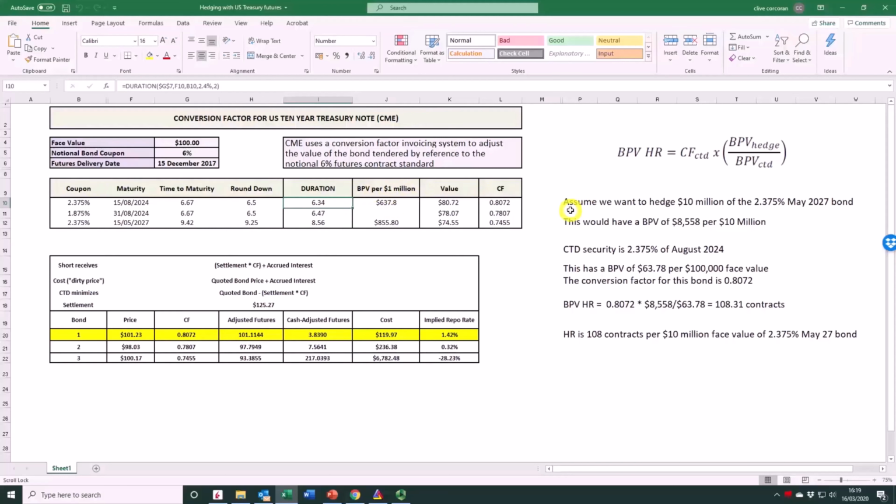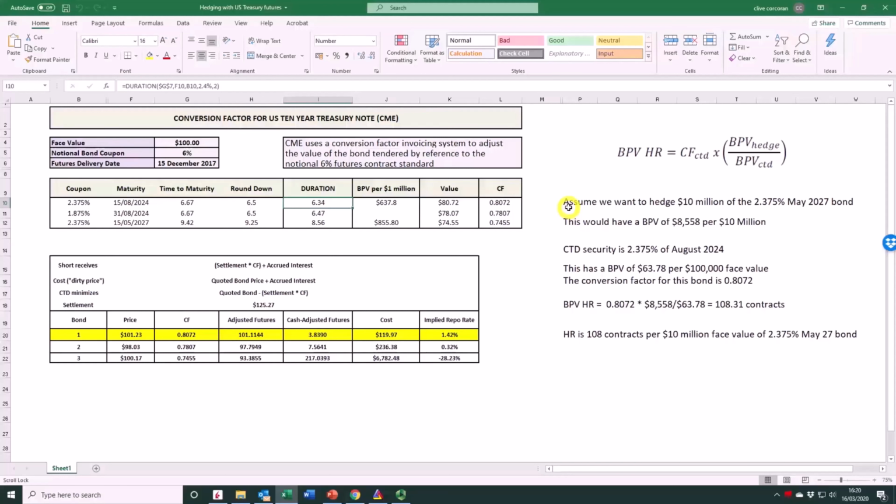The key idea that I want to address now is how could we use a 10-year Treasury note futures contract to hedge a particular bond. Obviously one would probably be looking to hedge a portfolio of bonds, but we're going to take a very simple example of a single bond.